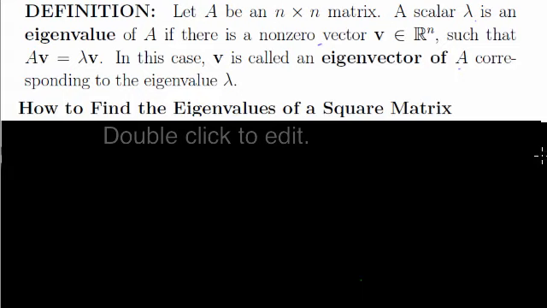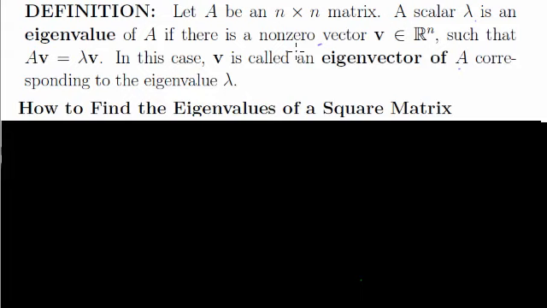In this video, we are going to talk about eigenvalues and eigenvectors of a square matrix A. We say that a scalar number lambda is an eigenvalue of A if AV is equal to lambda V. That is, the product AV is a scalar multiple of the vector V, where V is now called an eigenvector of A corresponding to the eigenvalue lambda.